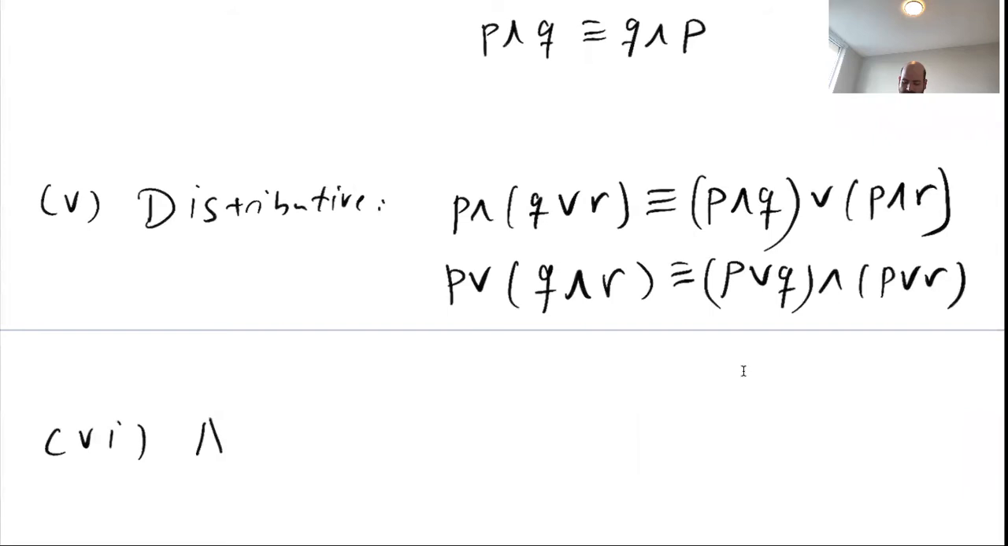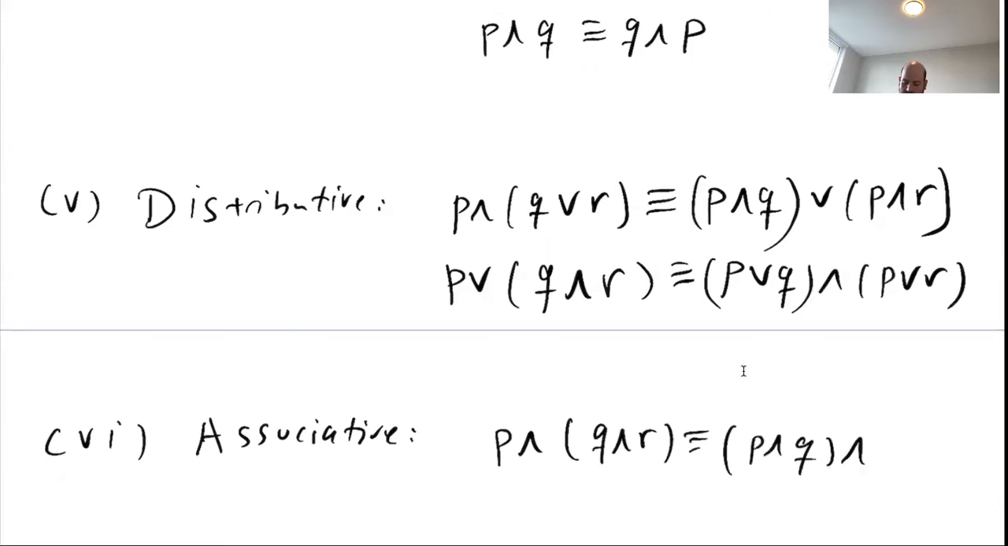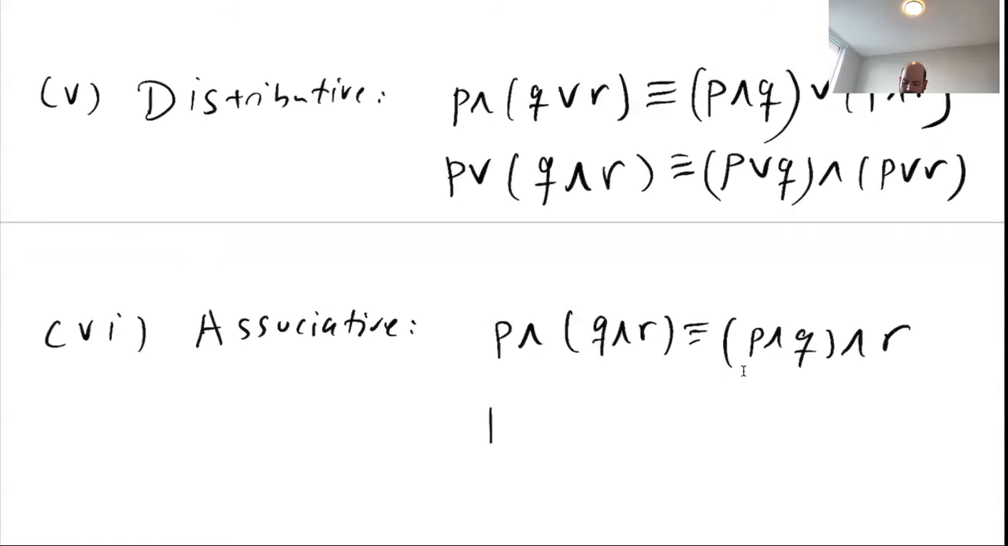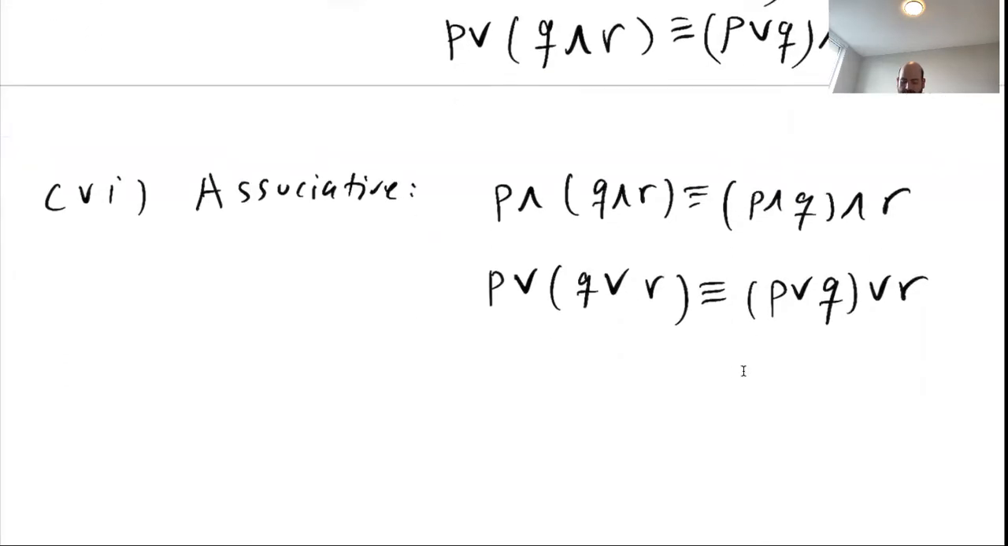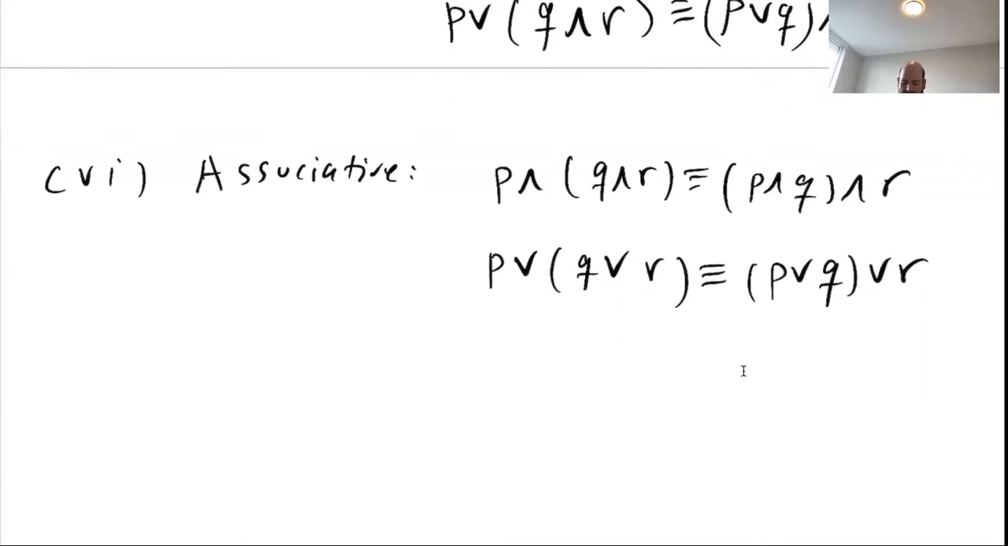Or associative laws. P conjunction (Q conjunction R) is the same as (P conjunction Q) conjunction R. P disjunction (Q disjunction R) is the same as (P disjunction Q) disjunction R. And De Morgan, which we gave last time as an exercise.